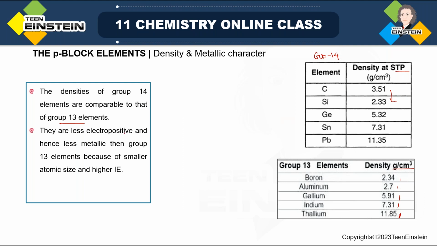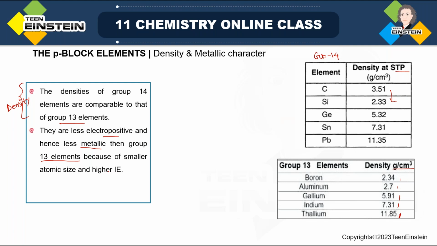Now they are less electropositive. Now come to metallic character. They are less electropositive. This first point is related to density. The second point, they are less electropositive and hence less metallic compared to group 13. Again, it is expected because 14 is just on the right-hand side. So non-metallic character will increase, metallic character will decrease.